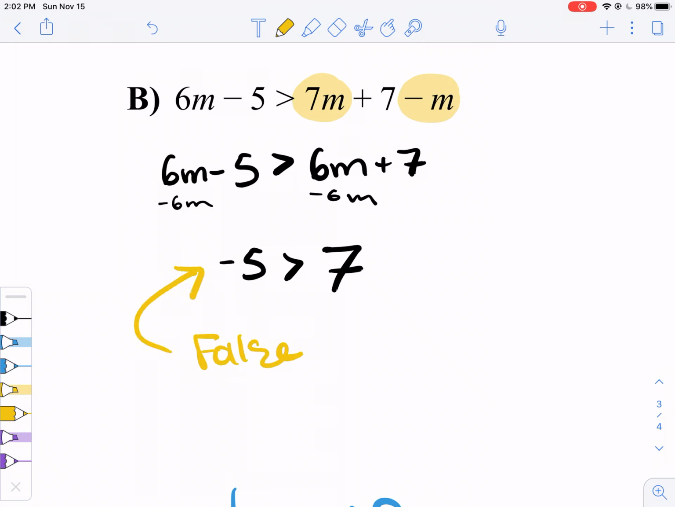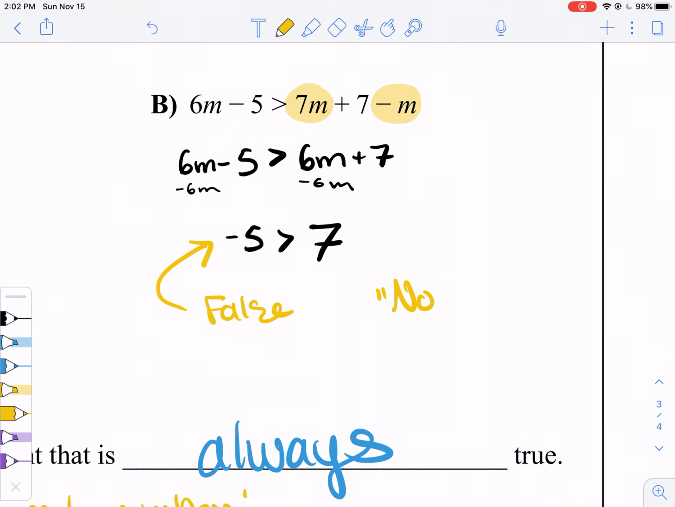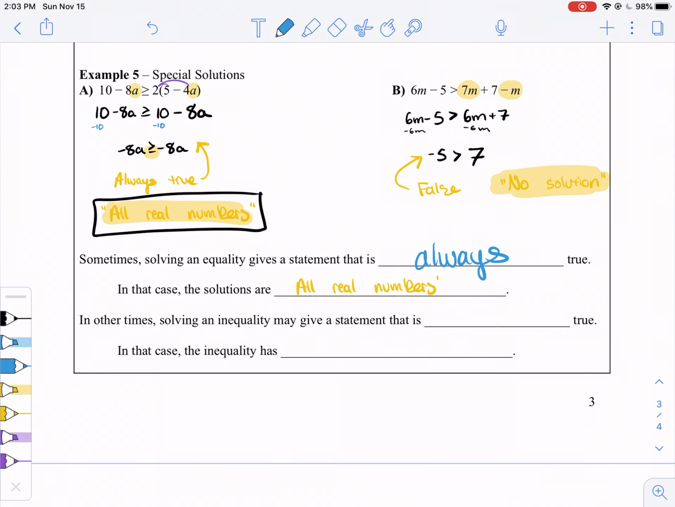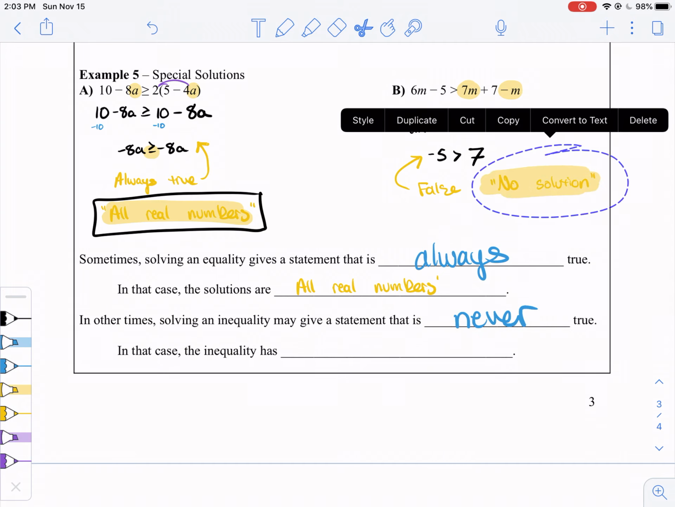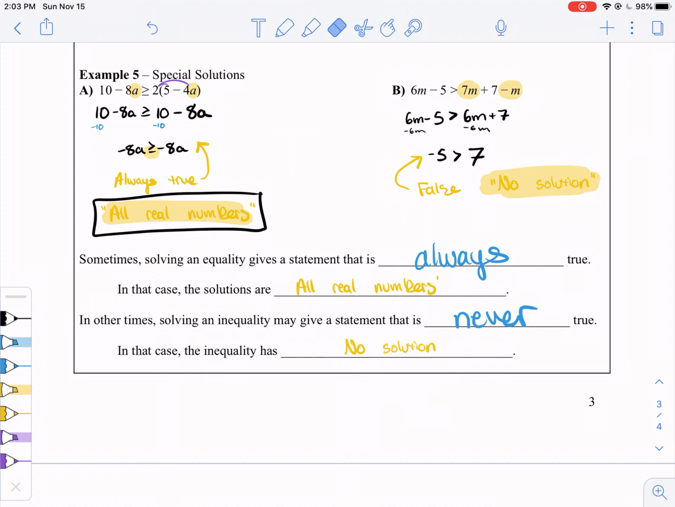This can never be true. So we call this no solution. There is no value of the variable m that will make this true. No matter what number we plug in here, this is never true. This is always false. So sometimes you'll get an inequality that is never true. When that happens, you just say, oh, hey, sorry guys, but this is no solution. And that's it.